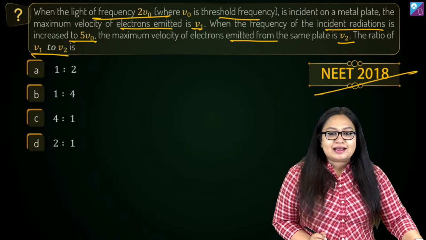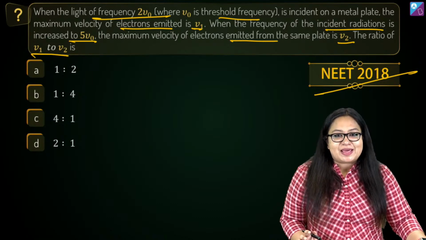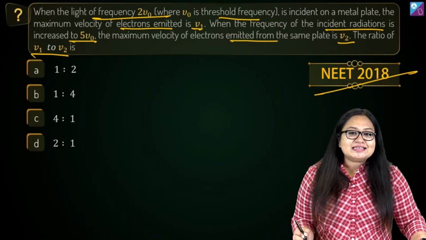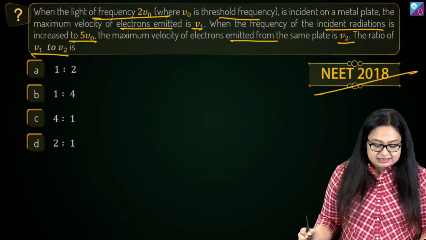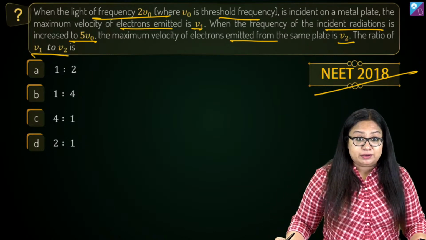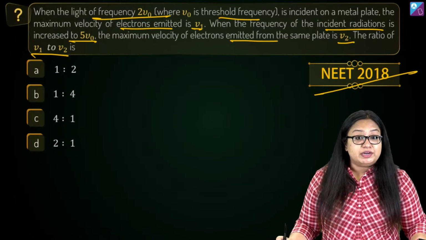And you can see there are no bad calculations here as well. Very easy calculations, very quick calculations. Come on, quickly solve, tell me what the answer comes out. A, B, C or D. What is the ratio, V1 to V2?